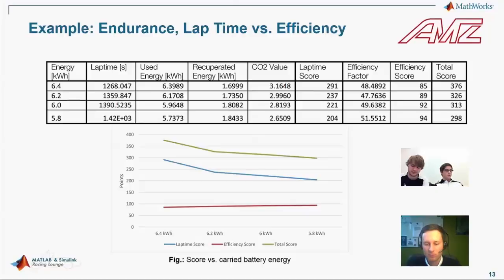So what we get there as a conclusion is that for an endurance, for our setup, it's best to use all the energy we have in our accumulators and not to drive slow to get a better efficiency score. Okay, well, makes sense. In your situation here, efficiency doesn't matter so much. Exactly. Or at least the points you get for efficiency. Yeah. Okay.